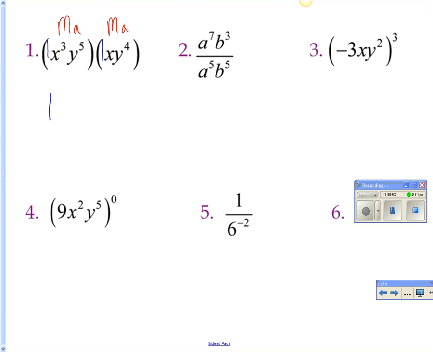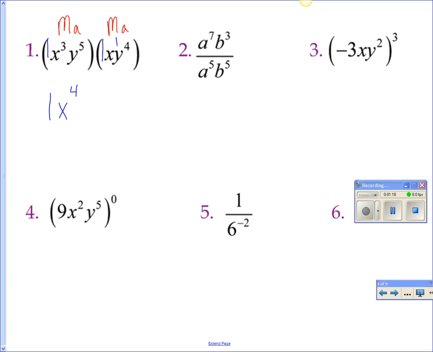So, Haley, I would get x to the what power? Just look at the x's. So you've got x to the 3rd. What do you have over here? X to the... Got to put a 1 with it. Got to remember that. So the total would be x to the 4th. Okay? Guys, everybody should have it on their paper. Put a little 1 with that x.